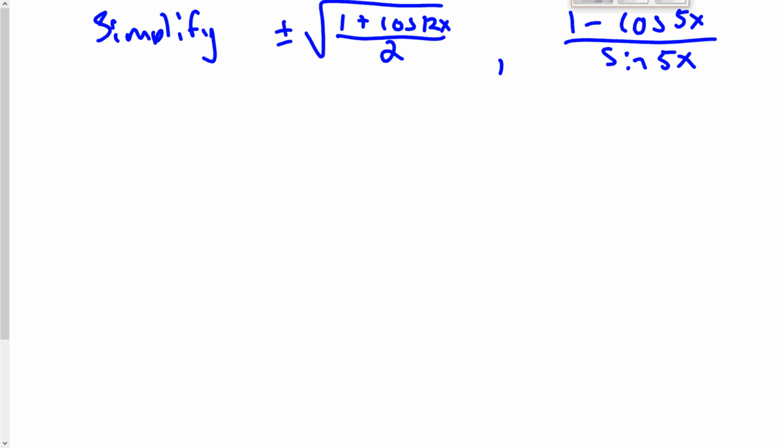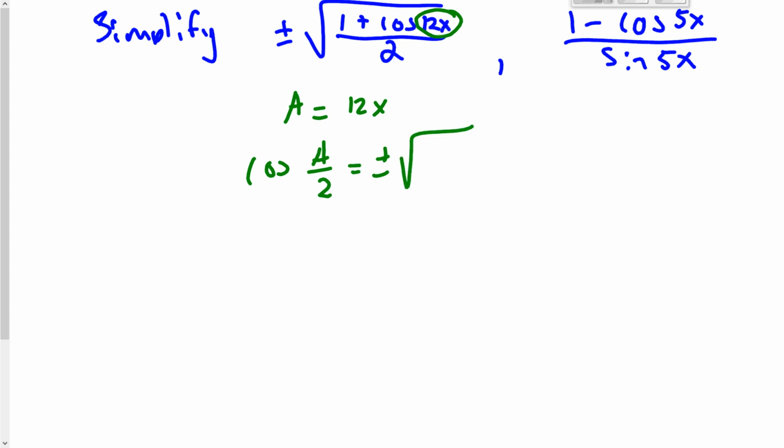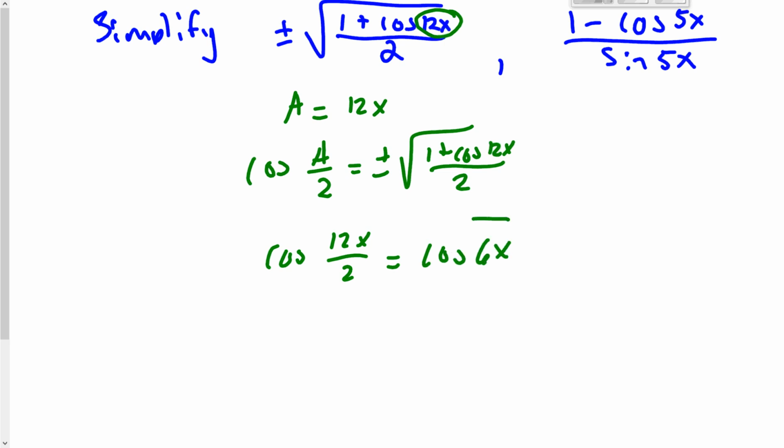So basically what we want to find is what is our a, right? So here's our a. So a is equal to 12x. And which equation is this? Is it sine or cosine? Well, it's cosine. So cosine of a over 2. Right, that's what this equals. And we just said our a is 12x, so cosine of 12x over 2. We can simplify that to cosine of 6x, and that's our simplified answer there.